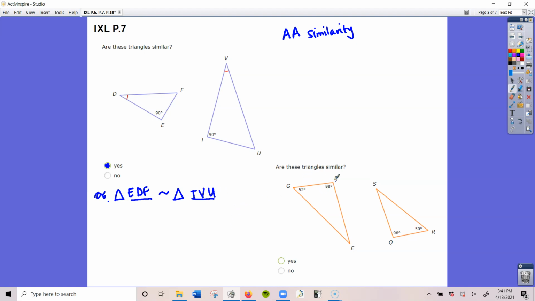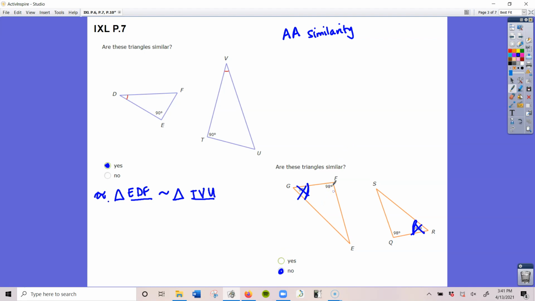Over here, we're asked if these two triangles are similar. We have 98 degrees and 52 degrees, and then here I have 98 degrees and 50 degrees. These would have to be equal, but they're not. So this would not be similar.